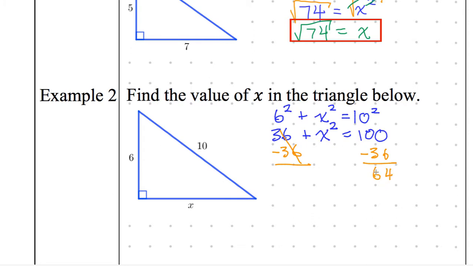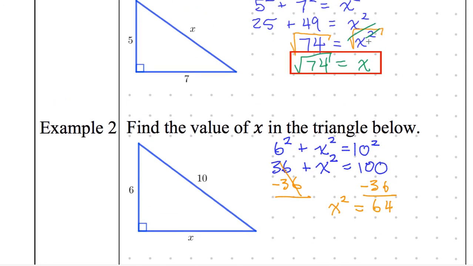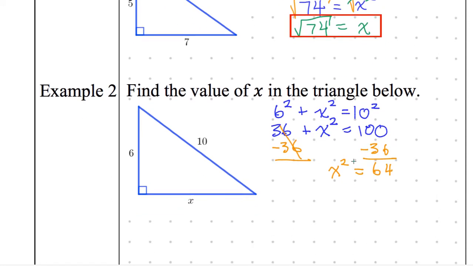All right, so 64 is going to be set equal to whatever's left on the left-hand side, which is x squared. All right, so from now I need to get rid of this squared, and you know how to do that from our last problem. To get rid of the x squared, you need to square root both sides. Square root, and you're left with x is equal to square root of 64.